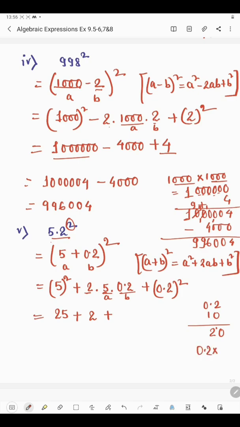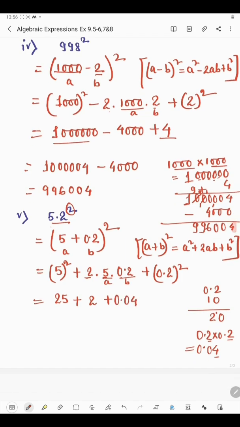Okay, plus 0.2 into 0.2. 0.2 whole square means 0.2 into 0.2. So 2 2s are 4. Now we will have to put the decimal. So here after point 1 digit and after point 1 digit, so we will have to put the digit after 2 places. So 1, 2. Point will be here. So it's 0.04.